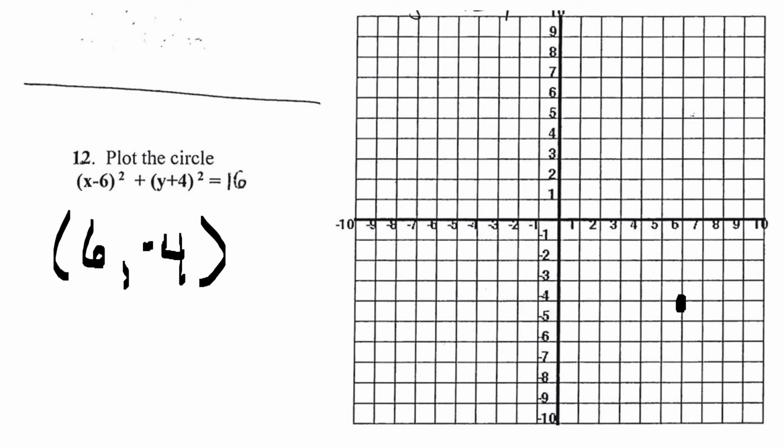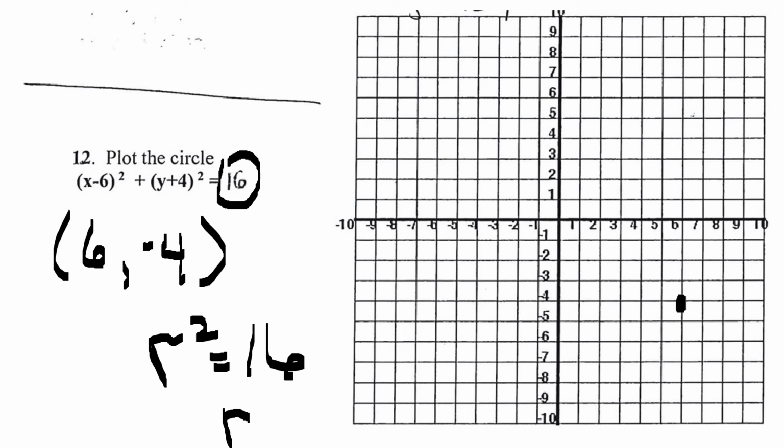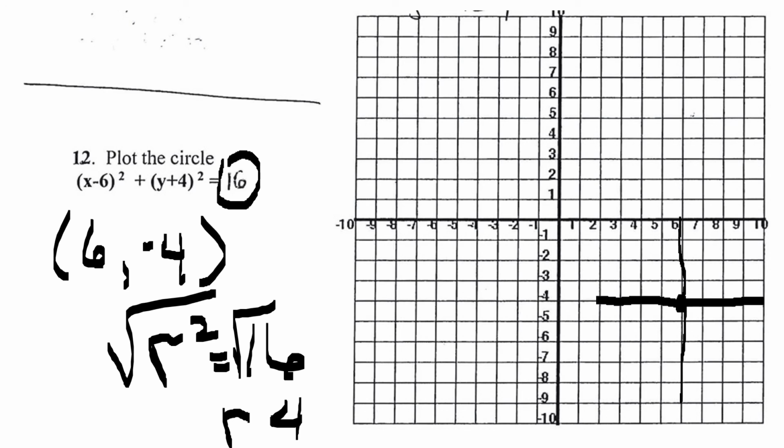The radius is shown by doing something to this number. Radius squared is 16. I just want plain old radius, so I got to get rid of squared. Square root it gets rid of it, so you get 4. So this will be 1, 2, 3, 4. 1, 2, 3, 4. 1, 2, 3, 4. And so your circle would be something like that. Okay?